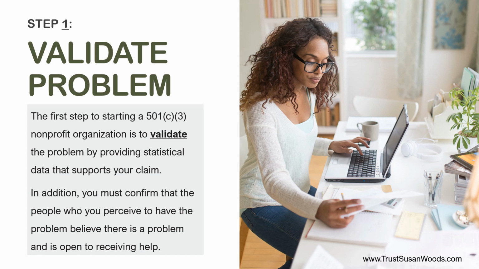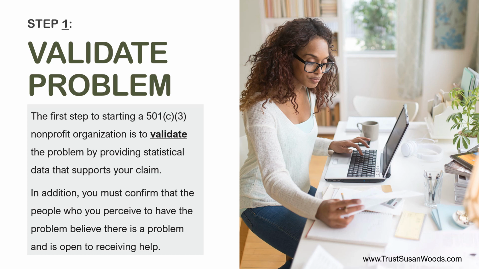You may see that there are people in your community who are experiencing homelessness. They are homeless. And to you, because you have a home, you believe that is a problem. So, in order to validate that as a problem, you have to provide the statistical data that supports your claim that there are homeless people in the community. How do you prove that in writing with data that you would get from your government or agencies in a community where you live?